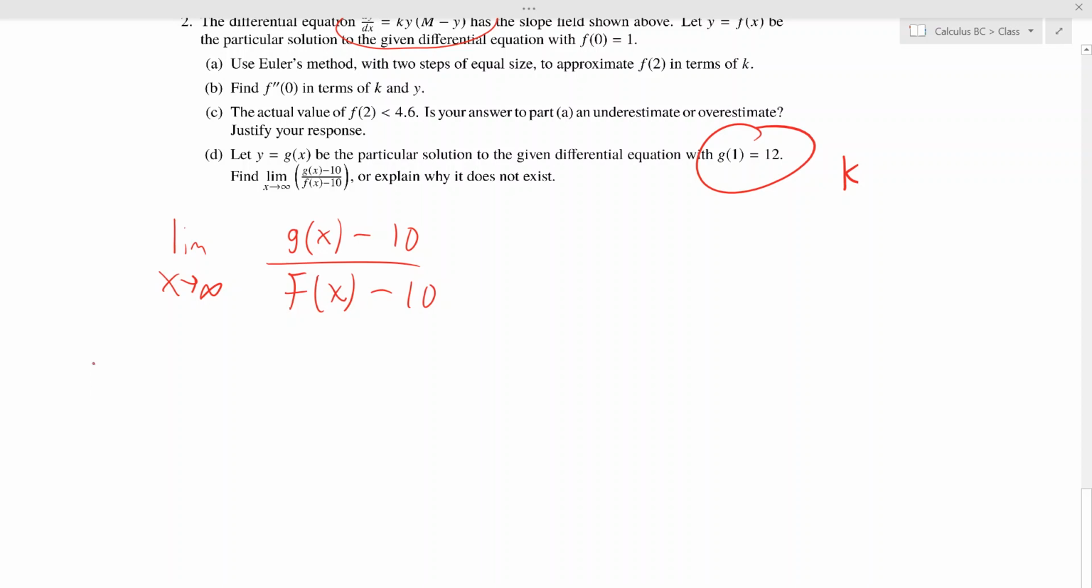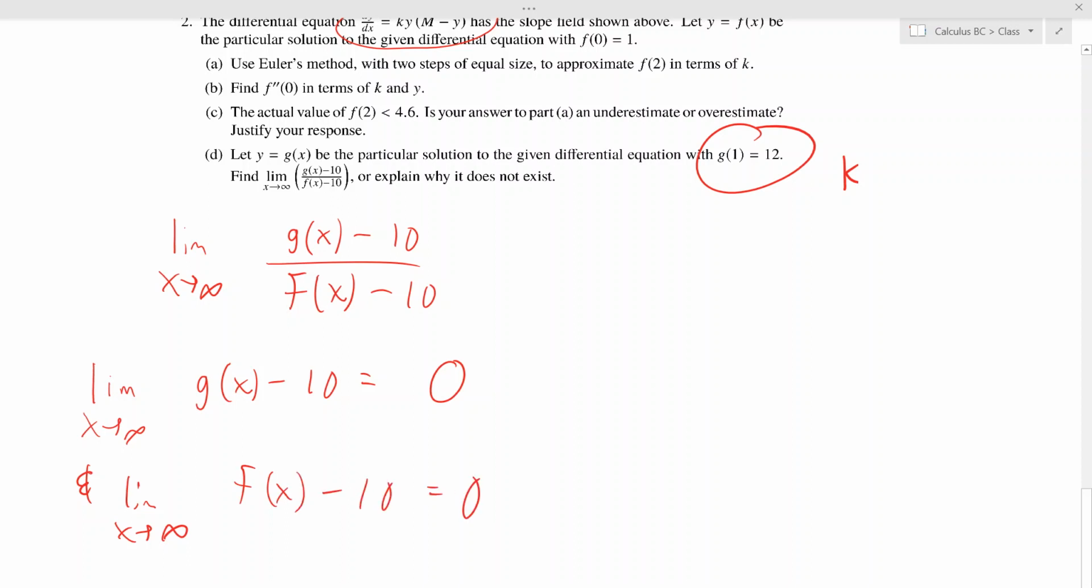So we need to write that out. The limit as x goes to infinity of g of x minus 10 is 0. And so remember, you can't just write equals 0 over 0. That's a big thing. As we approach infinity, the denominator also approaches 0. So I can use L'Hopital's rule. Cool. And then boom, do it. It's the limit as x goes to infinity.